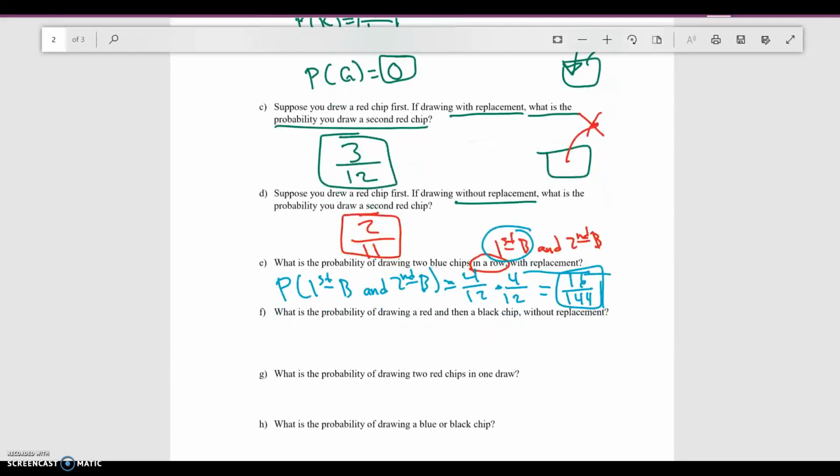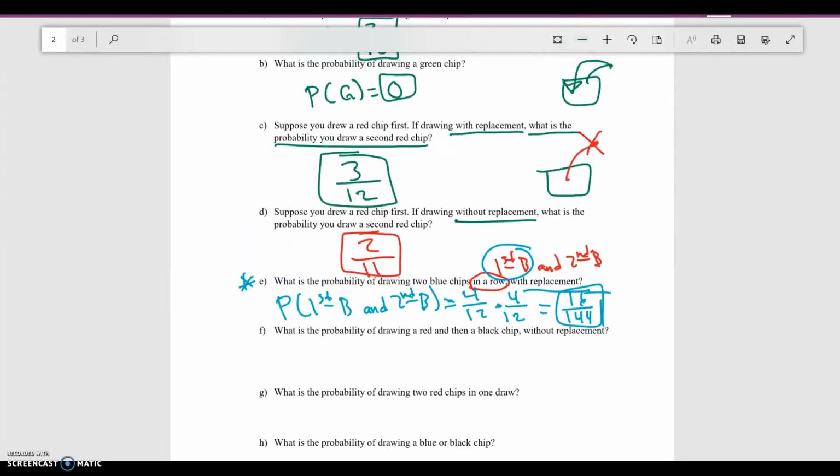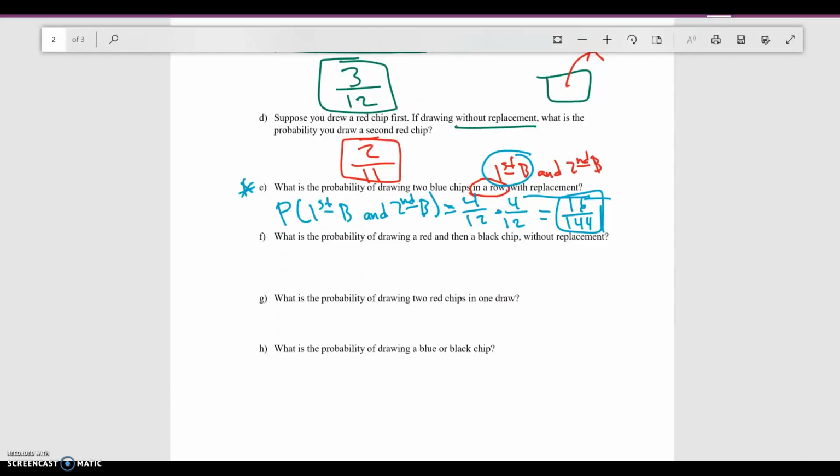Okay. All right, so notice in this one, it was very different because we were taking into account both events. We were looking at the first one and the second one, whereas the other one, I was just interested in my second draw. Okay. Part F, what is the probability of drawing a red and then a black chip without replacement? So what I want is the probability of the first one being red and the second one being black, and I'm not replacing it.